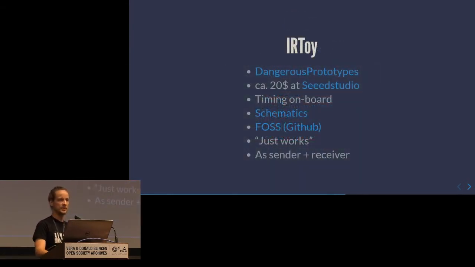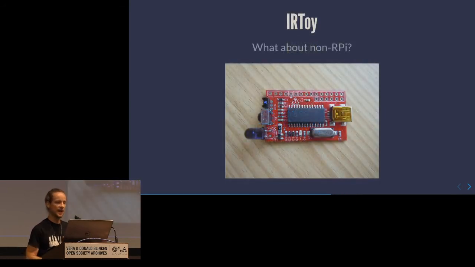It's from Dangerous Prototypes. You get it ready to build, or you could build your own if you want to, for about 10 bucks. The timing stuff is handled on board. You get schematics, you get the code, you get everything. It's really an infrared toy if you want to do infrared stuff. As you can see here, it has one big LED that's for sending, the next one is receiving, and the other one's raw receiving.